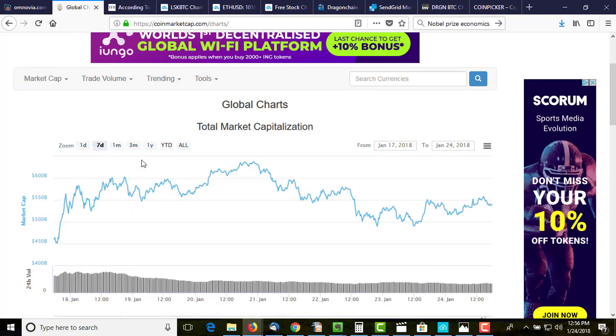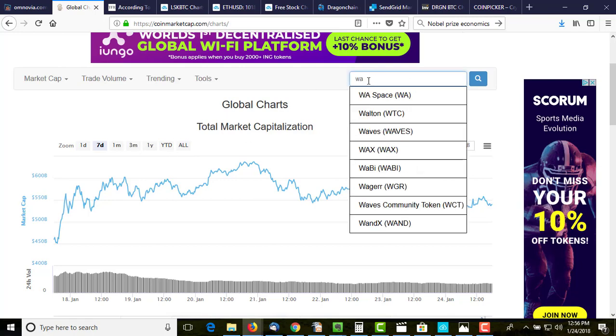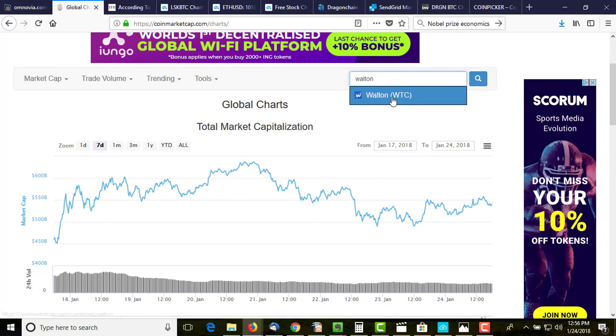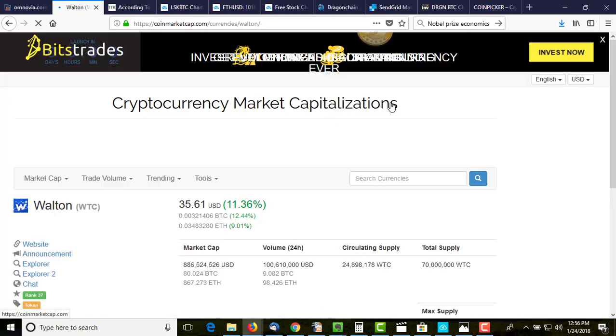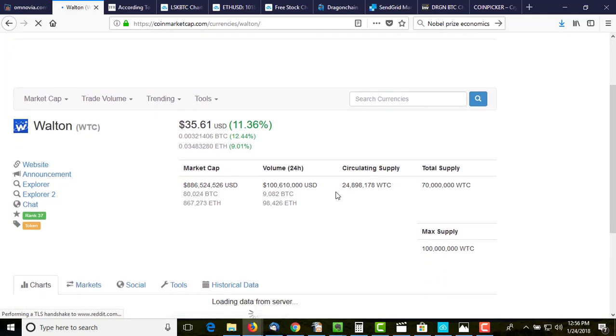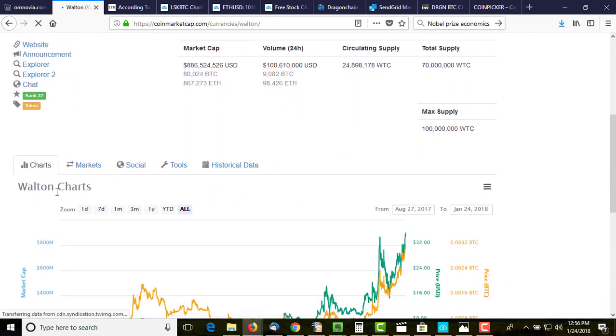So if you're a day trader, you want to pick your coins very carefully. The only ones that I would say are going to have an upward bias still, even though it's probably going to take a breather, Walton has risen too far too fast. Not much of a breather. It's still going up.